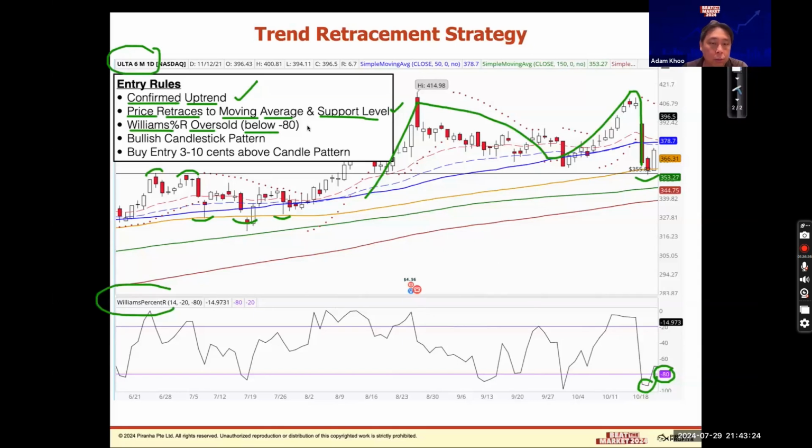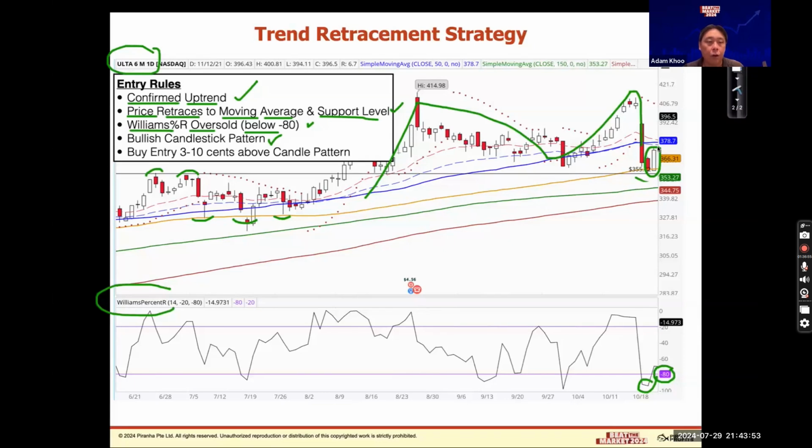Next rule, I want to wait for a bullish candlestick pattern. So I will not enter after this red candle. I need to wait for a bullish candle to confirm the reversal. So this bullish candle is my confirmation candle. Can you see? That is my confirmation candle.